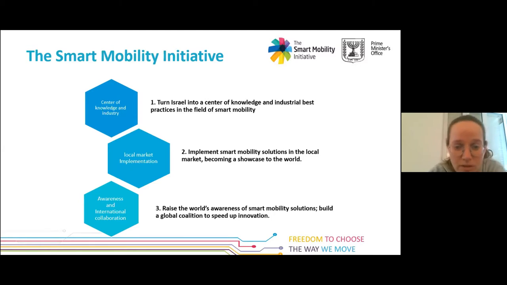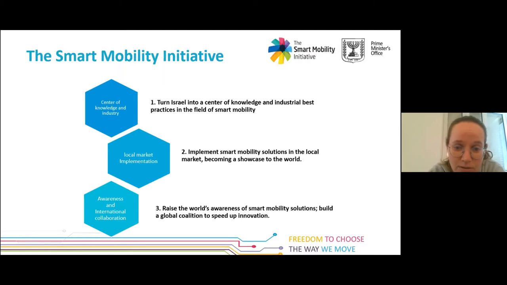So as I said, we're the Smart Mobility Initiative. We are in the Prime Minister's office, and our sole purpose is to promote smart mobility in Israel. We do that by focusing on turning Israel into a leading hub of R&D, knowledge, academia, and industry, and by promoting the implementation of smart mobility solutions in the local market. Over the past decade, we've spearheaded Israel's national plan for smart mobility. We've created a vast and varied set of governmental tools to help make Israel the international center of knowledge and industry that it is today.